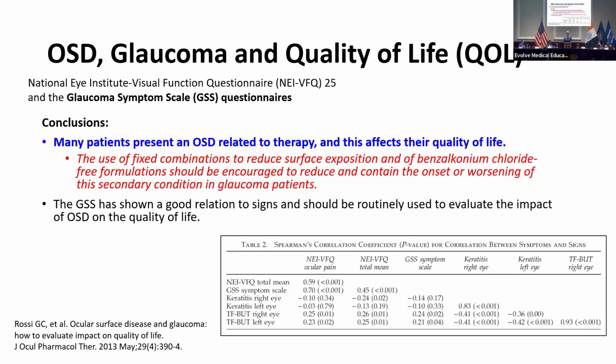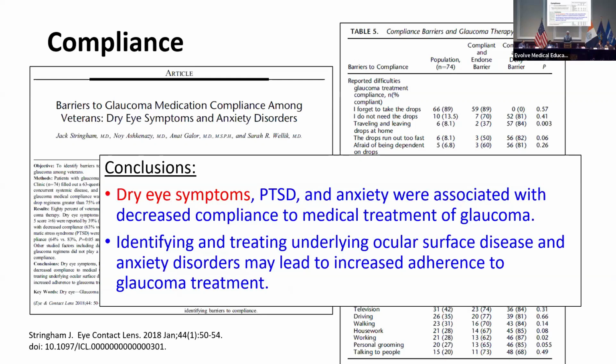So again, another study looking at a different patient population, but also identifying that fixed combinations to reduce surface exposure, if you will, to benzalkonium chloride, the preservative that is commonly used in topical medications, should be encouraged to reduce and contain the onset or worsening of secondary ocular surface disease. So a number of studies have been looking at that.